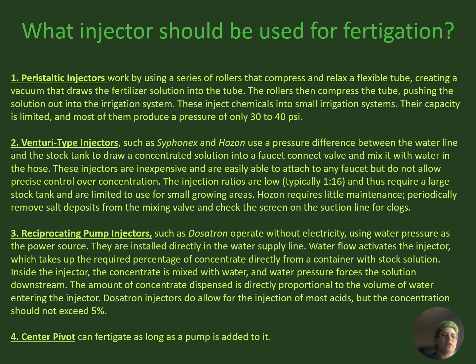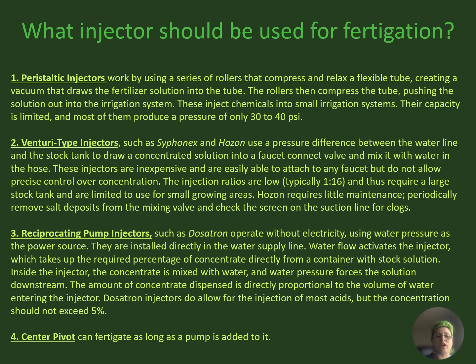The first one I have here is the peristaltic injectors, which work by using a series of rollers that compress and relax a flexible tube, creating a vacuum that draws the fertilizer solution into the tube. The rollers then compress the tube, pushing the solution out into the irrigation system. These inject chemicals into small irrigation systems. Their capacity is limited and most of them produce a pressure of only 30 to 40 psi.